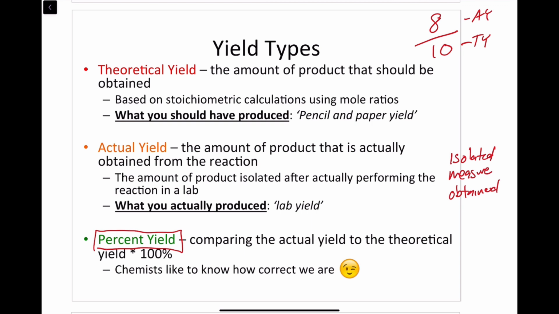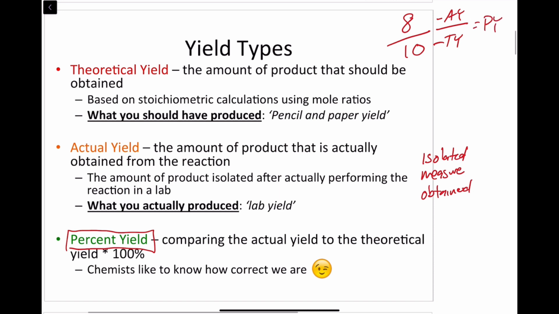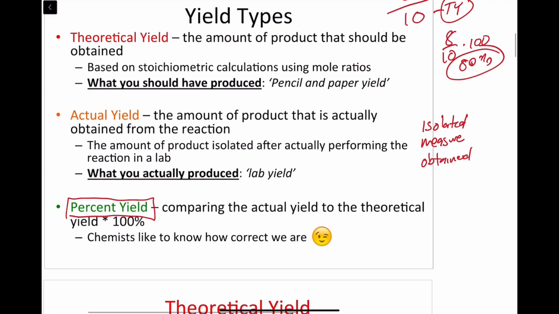So your actual yield divided by your theoretical yield is what gives us our percent yield. So 8 out of 10 times 100 is going to be 80%. That is your percent yield, and that's all that it is. There's nothing more complicated to that. It's just what you actually got versus the maximum that you could have gotten, divided by each other times 100, and you get a percentage.